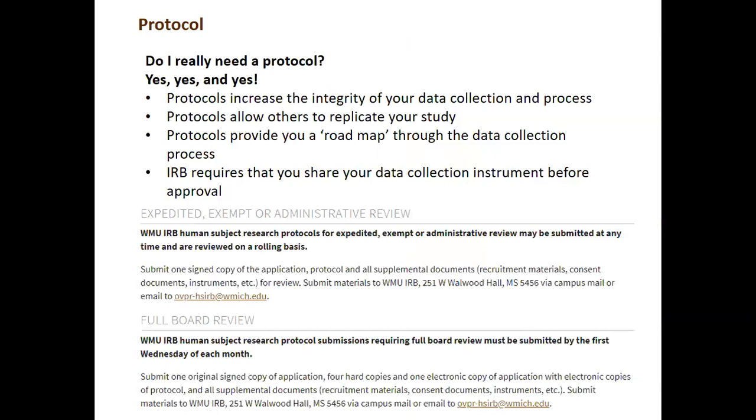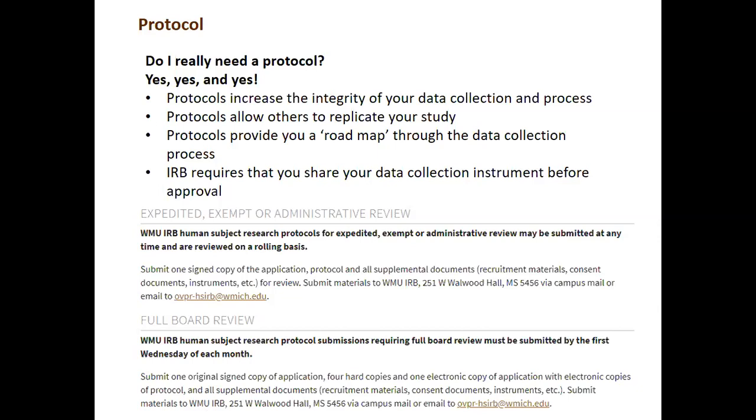So I get asked a lot by students, do I really need a protocol? My answer is yes, yes, and yes. Protocols increase the integrity of your data collection and your data collection process. Protocols offer the opportunity for others to replicate your study, which is very important in qualitative research, when we tend to have small numbers of participants and you want to have a chance for your research findings to be generalized, then you need to offer the opportunity for other researchers to replicate your study.